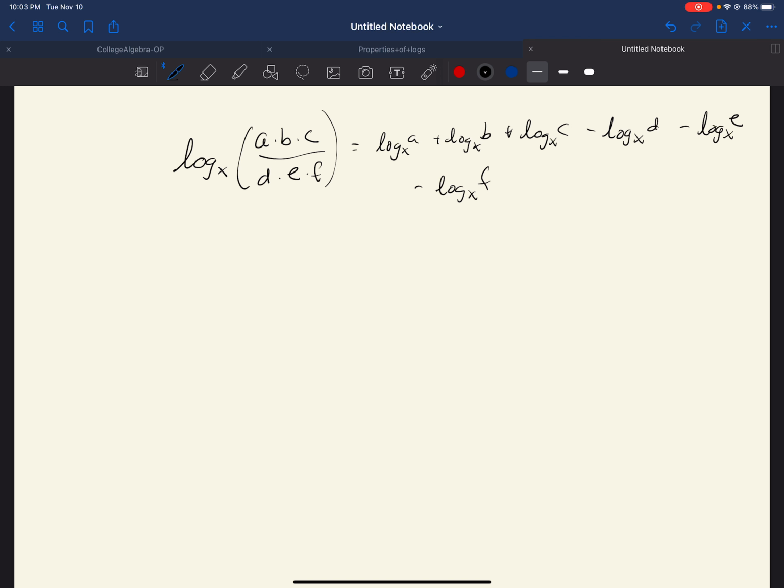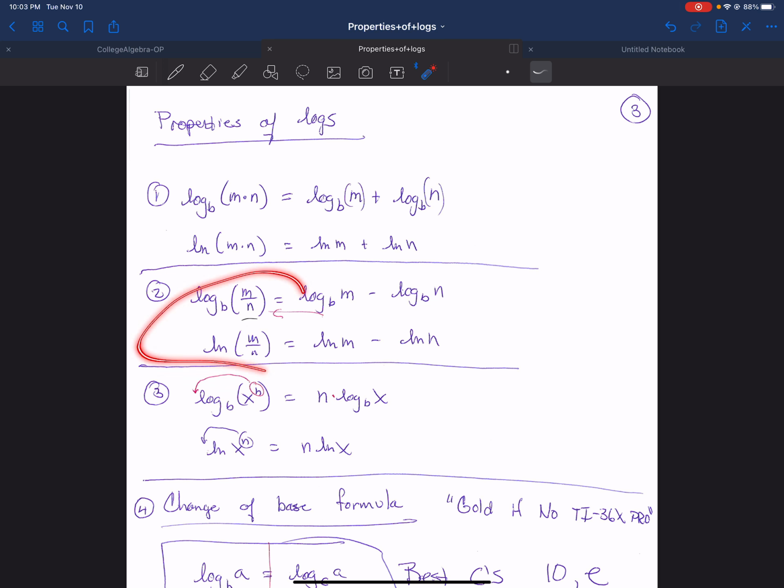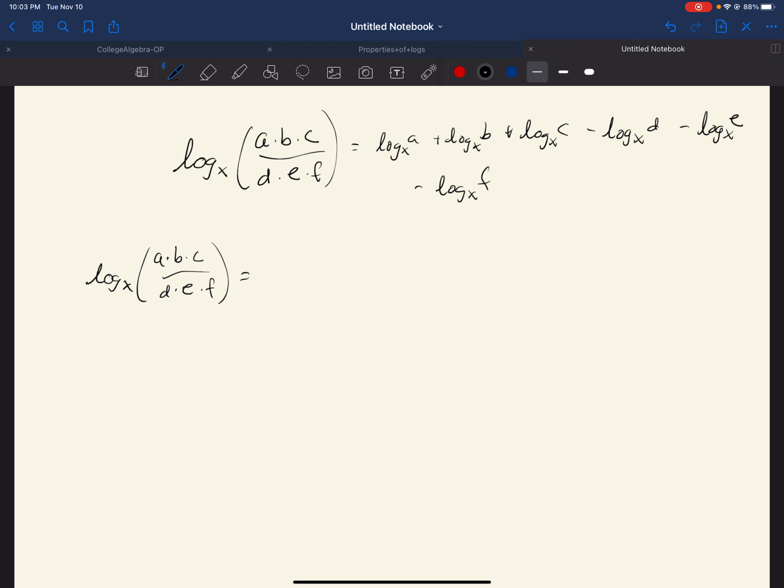Let's see why that's actually true. In order to really derive that and see that it's valid, I'm going to start with log base x of a times b times c over d times e times f. And the first rule I'm going to use is this subtraction rule because I have a quotient in there. And so when I come back, this should be log base x of a times b times c minus log base x of d times e times f. Well, that doesn't look like this yet, and so we're not done yet.